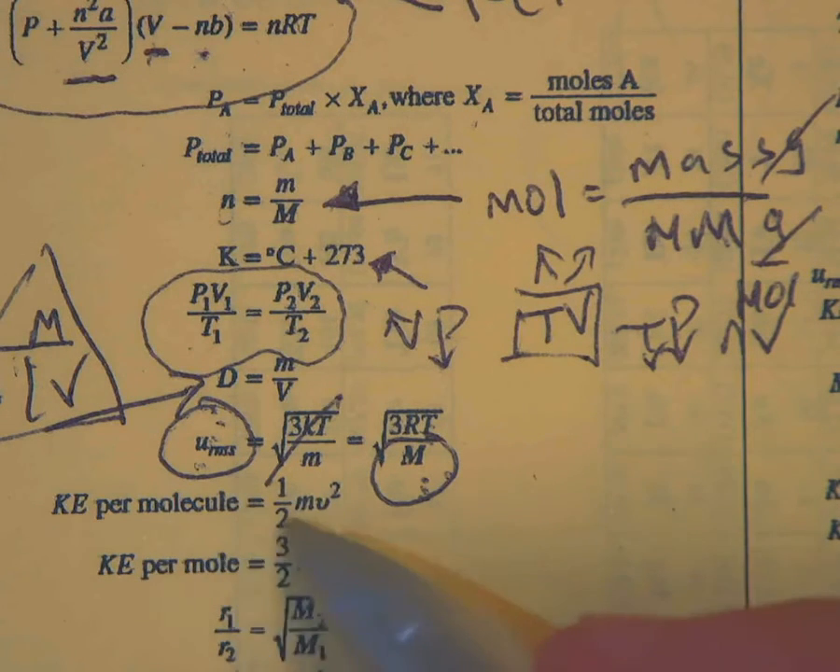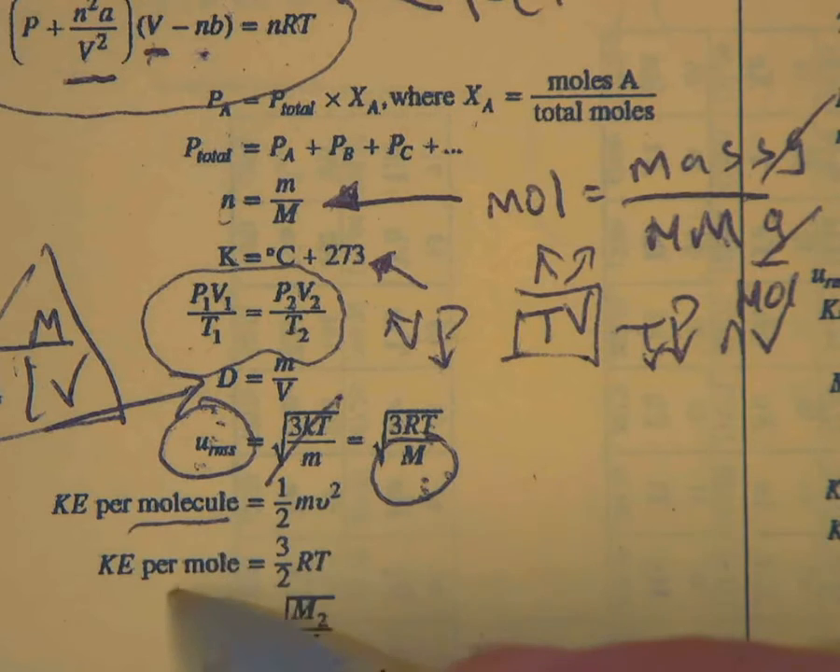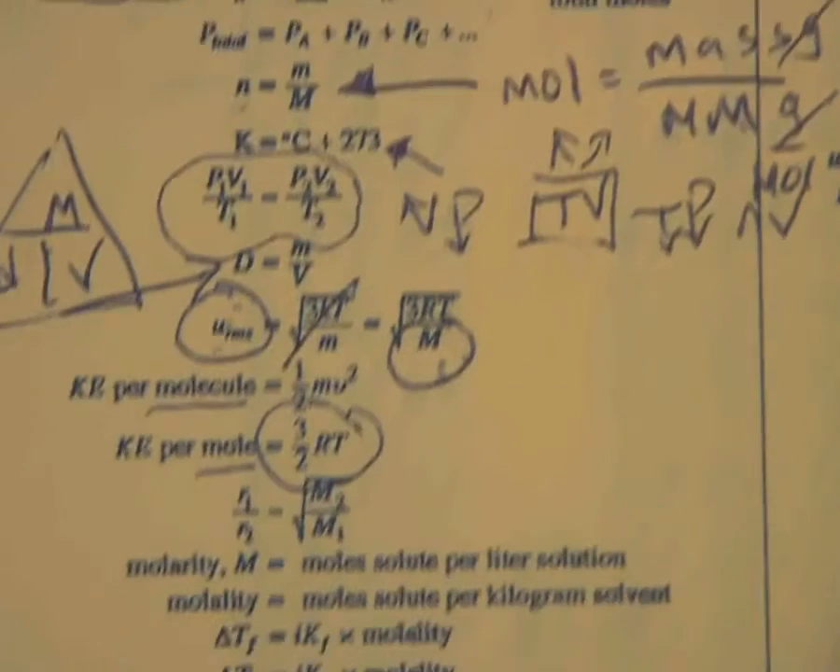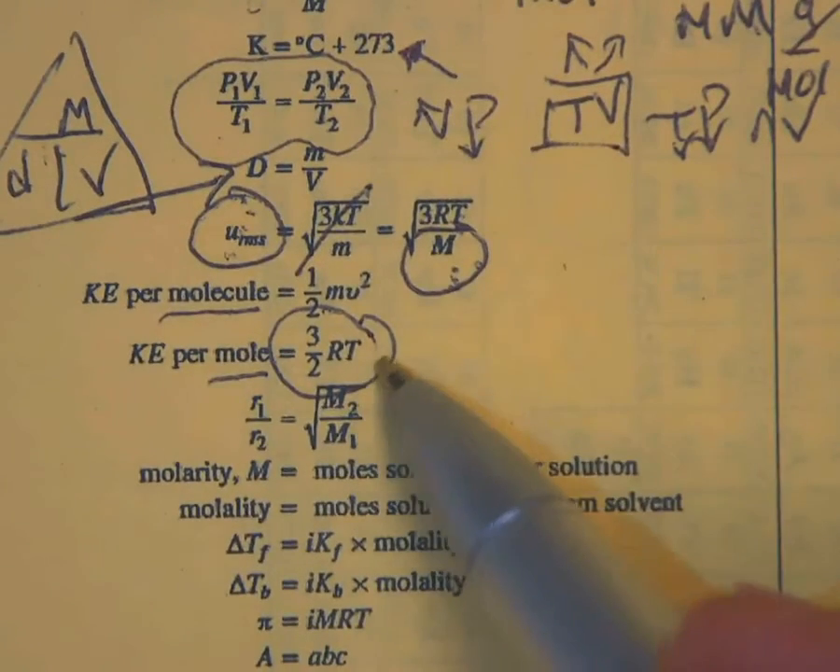Kinetic energy, this is kinetic energy per molecule, and this is kinetic energy per mole of substance. This is equal to 3 halves RT. R, remember, is the universal gas constant. T's got to be the Kelvin temperature.